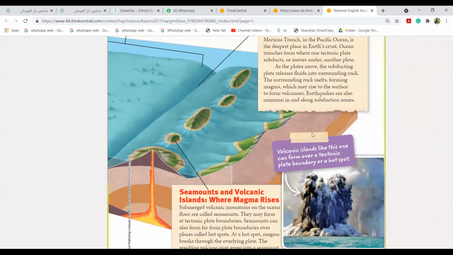Seamounts: you remember I told you about the mountain ridge? There they have formed islands on the top, and those are called seamounts and volcanic islands. Now, I want to explain to you about volcanic islands. Before I explain, I want to show you the video.